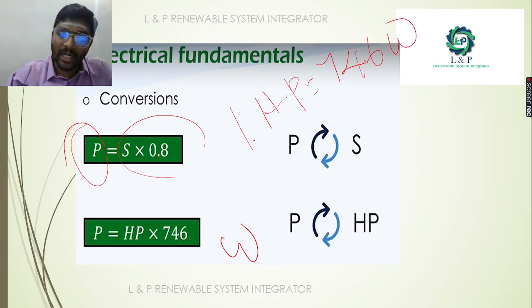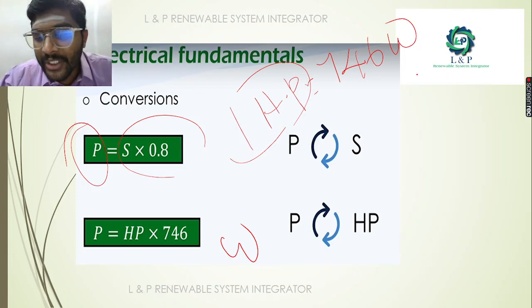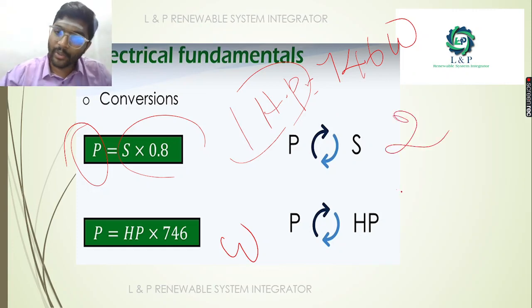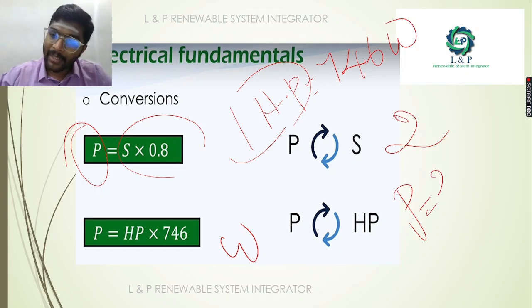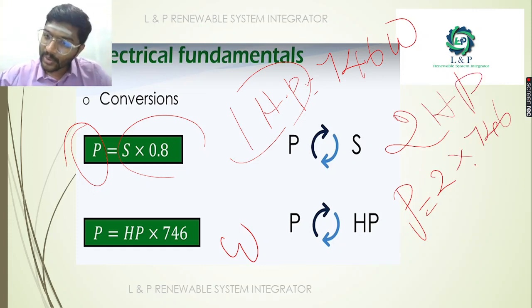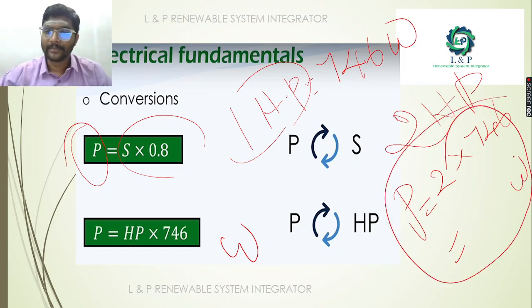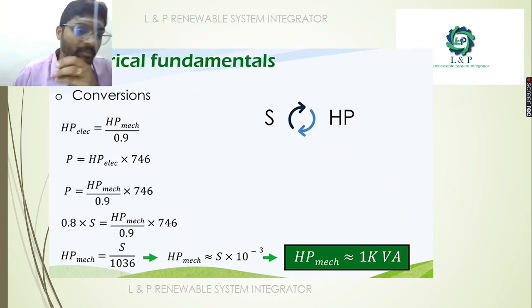It means that a 1 HP horsepower value, in terms of normal power, will be 746 watts. So consider you have 2 HP: if you want to get the power value in terms of watts, you need to multiply the 2 HP power, that is 2 into 746. This is going to be your value in watts. So this is how you need to make some small conversions.